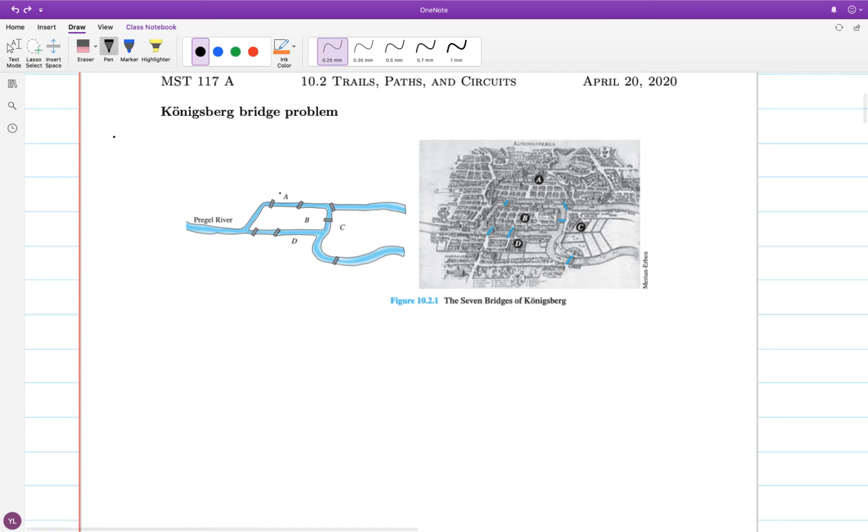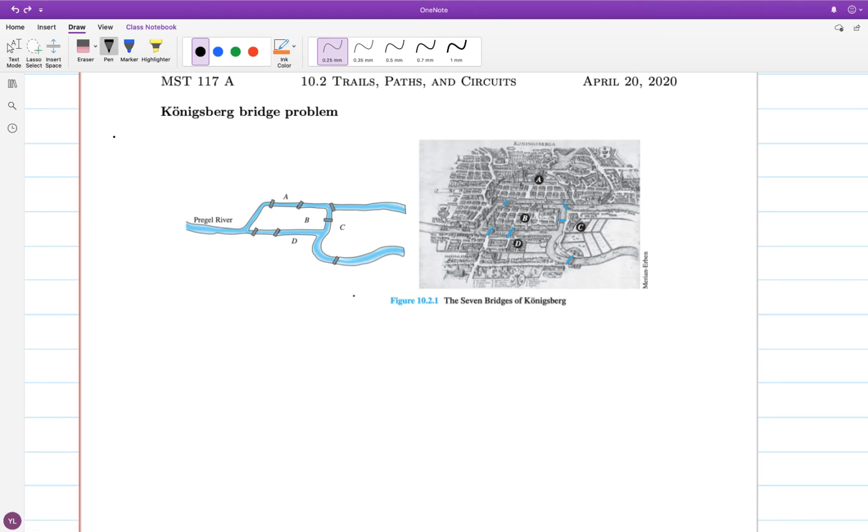So that didn't work. And so you can try to solve this. Just try and do what you can do to cross all the bridges, and you'll quickly discover that it just can't be done. No matter what you do, you get stuck at a landmass before you've crossed all the bridges.